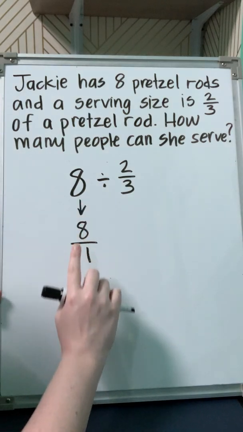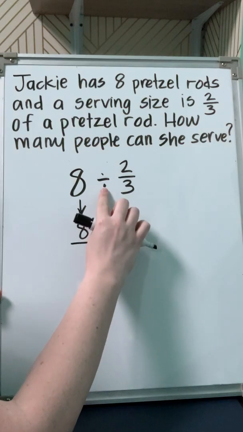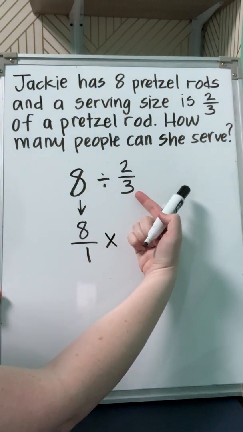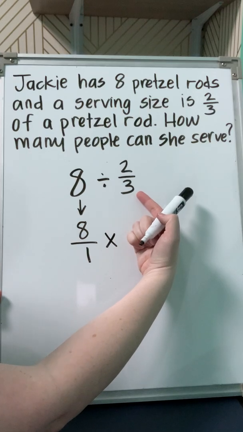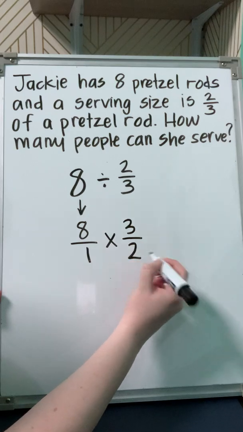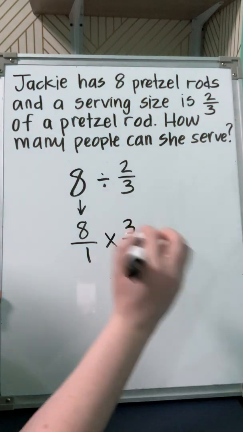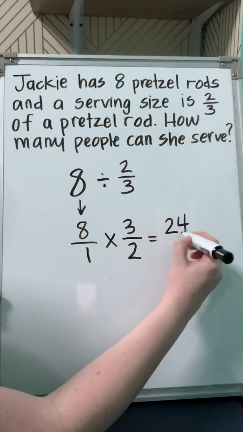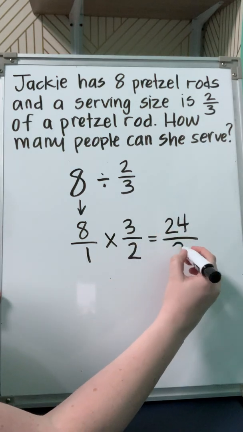method, right? So we keep this the same, we change our sign to multiplication, and we flip this second fraction, or we turn it into its reciprocal. So 2/3 changes into 3/2, and then we just multiply across. So we get 8 times 3 is 24, and 1 times 2 is 2.